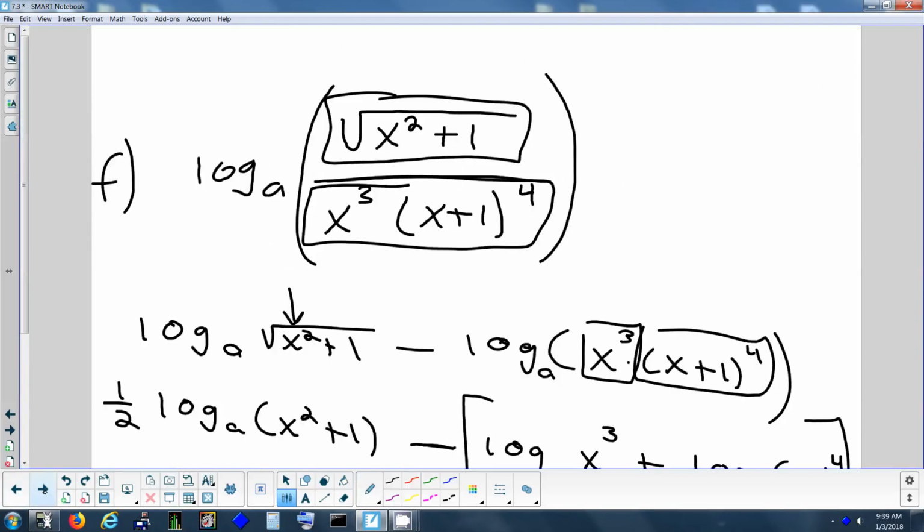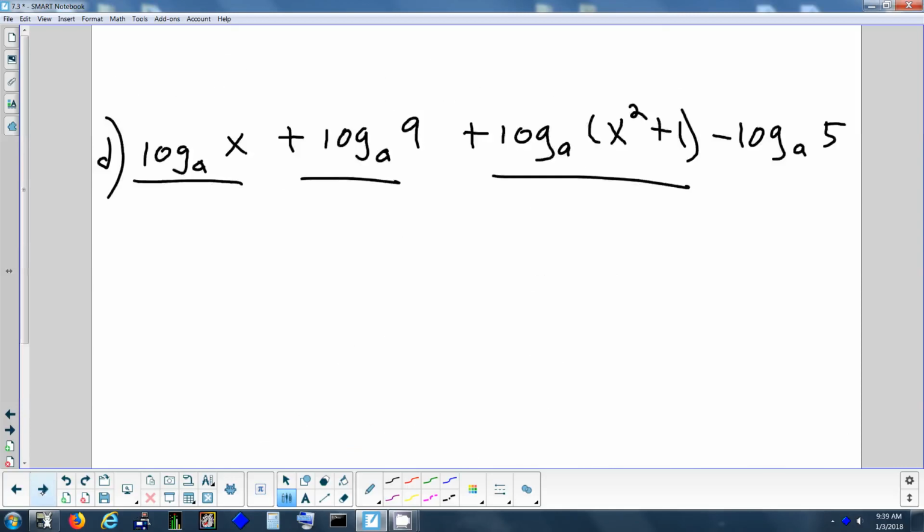So let's go back. What are the three arguments that I have here that are added? Don't worry about the one that's subtracted. X, x plus 9, and x squared plus 1. Since we have addition, all of those things get multiplied together: x, x plus 9, x squared plus 1.